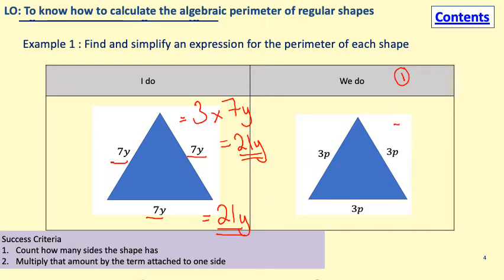Okay, so again, we've got 3 lots of 3p, or we could just do 3p add 3p add 3p, and that's going to give us 9p. So our perimeter as an algebraic expression simplified is 9p. That shows us the perimeter. Give yourselves the mark if you got that right.